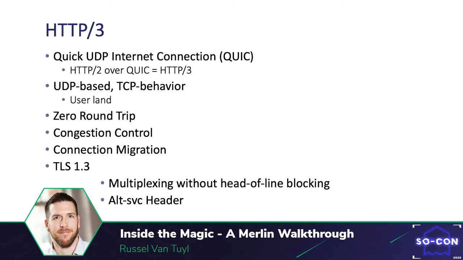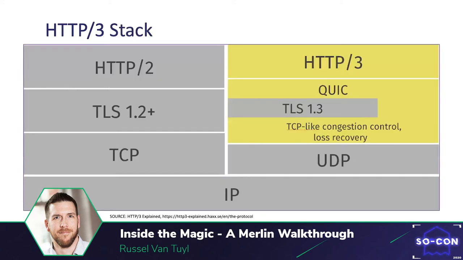And just like we showed in the last slide, you can negotiate HTTP 3 using the alt service header. Here's a quick image from Daniel Stenberg, the creator of curl, and from his book, HTTP 3 Explained. Notice the parts in yellow on the right-hand side that show how QUIC fits on a stack.